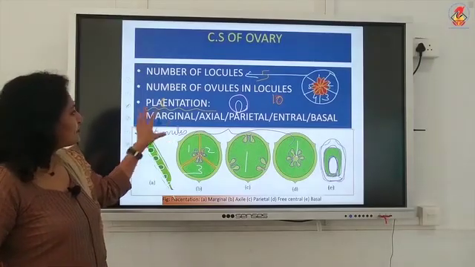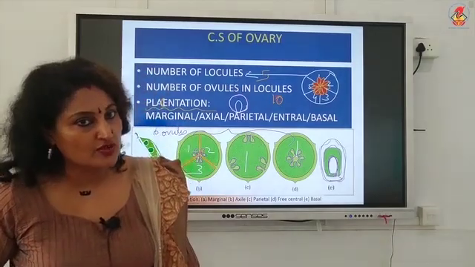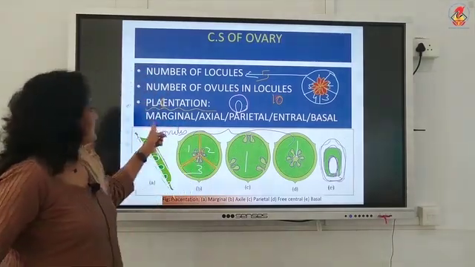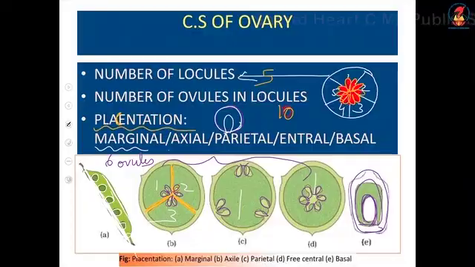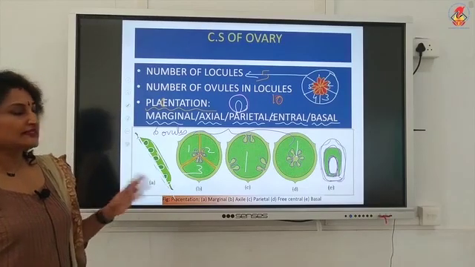So a quick recap of placentation. What is placentation? Arrangement of ovules in the ovary is called placentation. There are the following types: marginal placentation, axial placentation, parietal placentation, central placentation and basal placentation. Marginal placentation, the ovary is monolocular with a number of ovules arranged at the margin on a ventral ridge. Example, pea, all the legumes, pea, beans, etc.